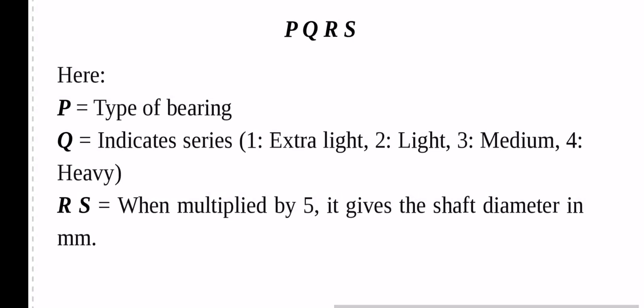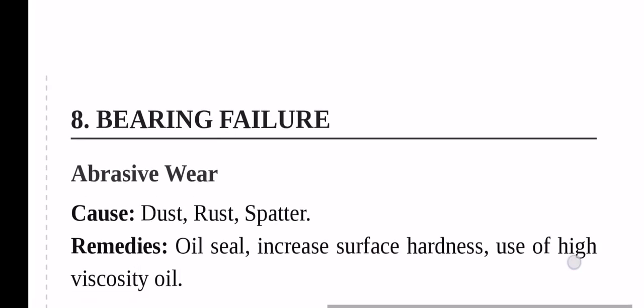Here P is the type of bearing, Q indicates the series: extra light, light, medium, heavy. RS, when multiplied by 5, gives the shaft diameter in mm.